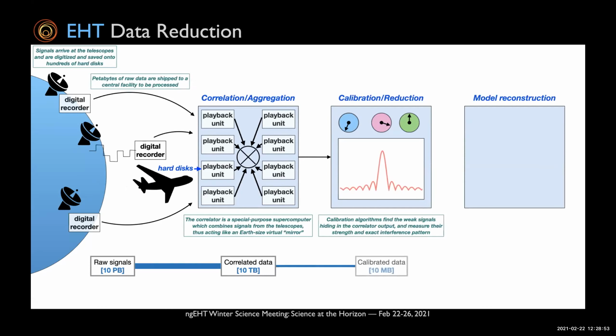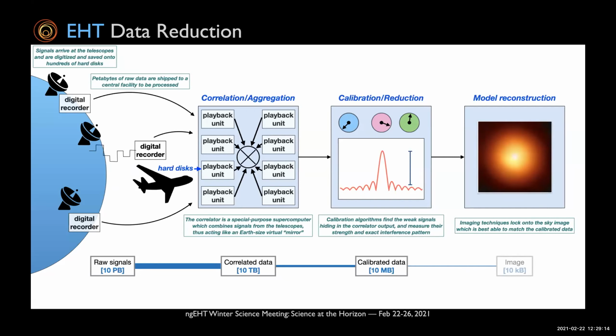There's a process of calibration and reduction. This is where we fit many of those residual systematics models. This is where quite often the largest order of magnitude reduction in data occurs, although not by far the largest volume of data. The correlator has to handle the largest input-output. And then finally, we can use those extracted measurements to try to fit our sky model.